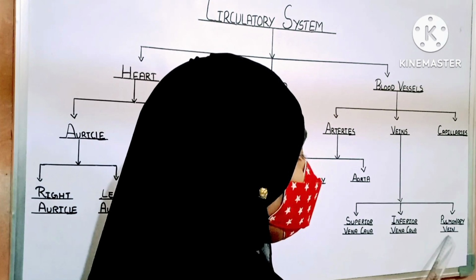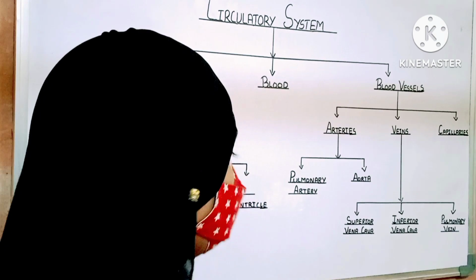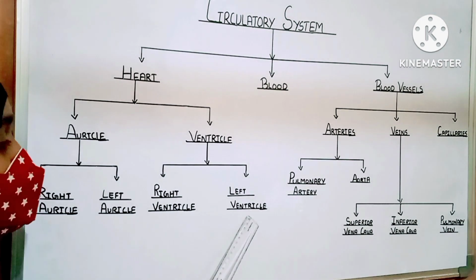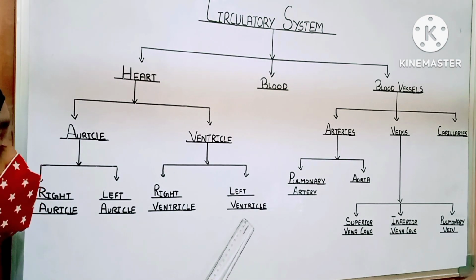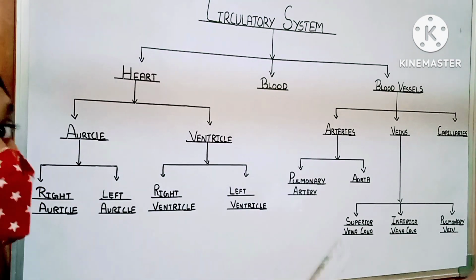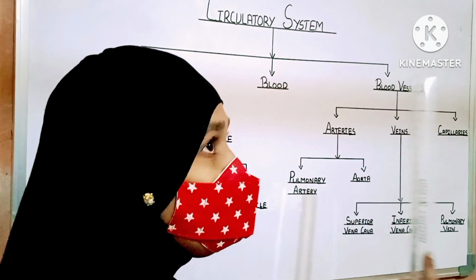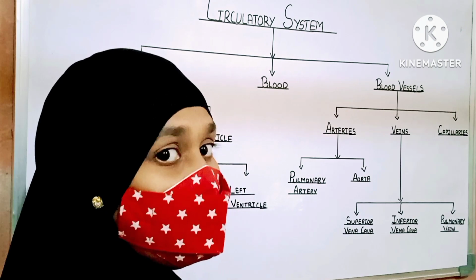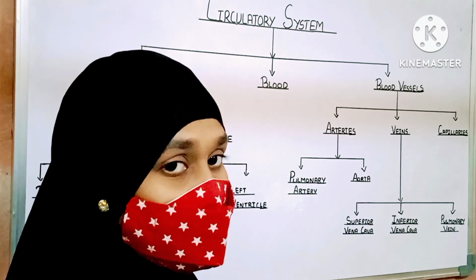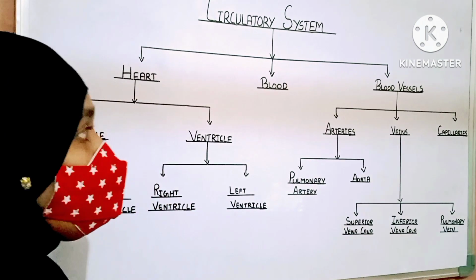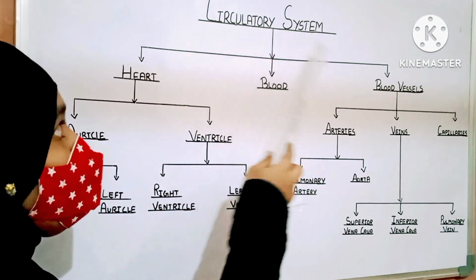The pulmonary veins push the oxygenated blood to the left auricle. The left auricle pushes the oxygenated blood to the left ventricle. Then the left ventricle pumps the oxygenated blood to the aorta. Then the aorta supplies the oxygenated blood to the different parts of the body, isn't it? Okay, this is a short brief explanation of the flowchart of the circulatory system.